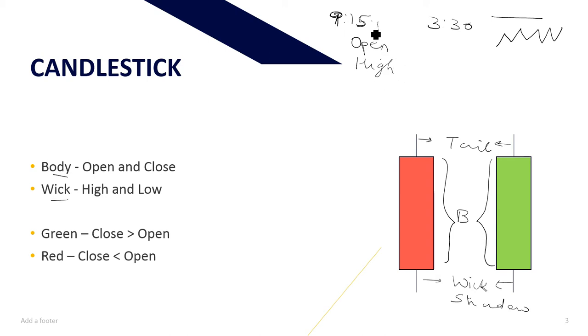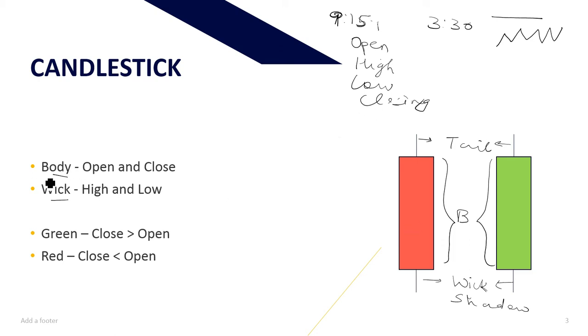during the session from 9:15 to 3:30. The highest price achieved by a particular stock is given in the candle. The lowest price is also given, and the closing price is the price at 3:30 p.m. So all these four components are shown in a candle. Now how they are shown, let us find out.